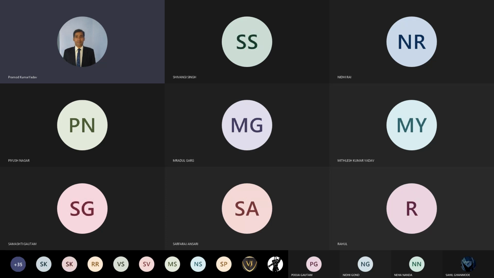Does someone want to say something? Yes, sir. Can you please add Prakhar Mishra in this team, because he has changed his branch and you have not added him? Okay, you send me a mail. Okay, I will upload and add him in that.